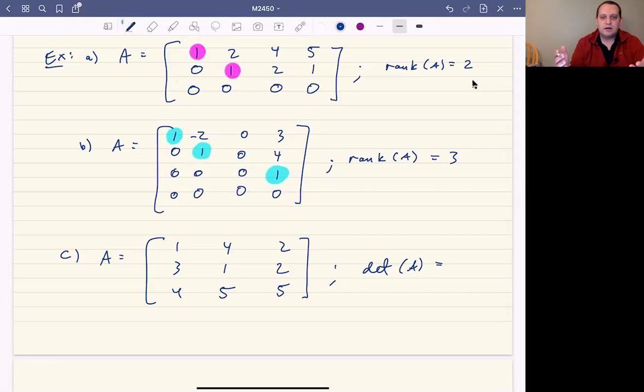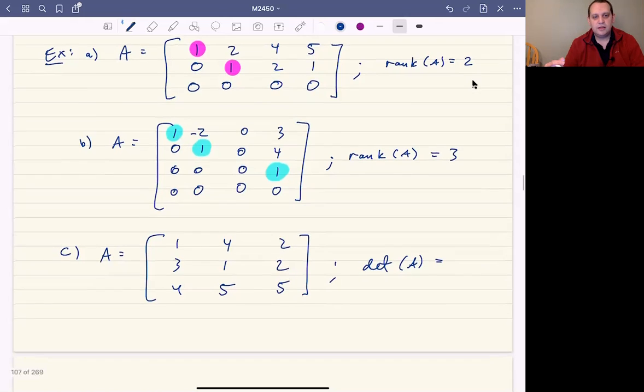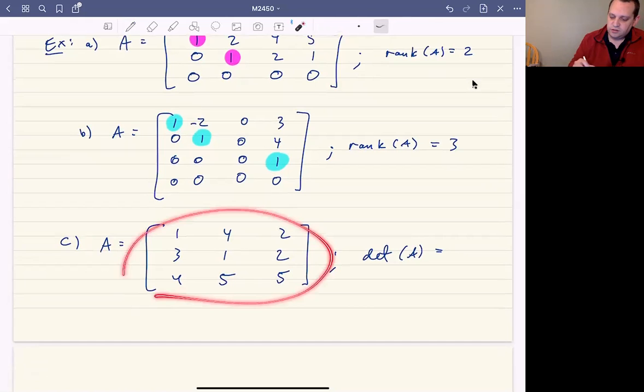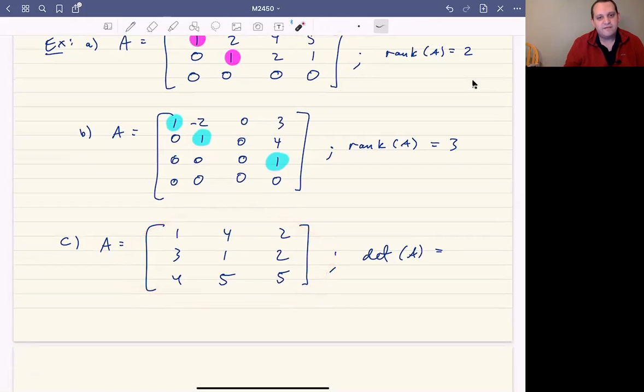And that's why this method works of just looking at the number of pivots, or the number of leading ones, of a matrix A. The final thing I want to say here in these examples is to look at this last matrix. We have this matrix 1, 4, 2, 3, 1, 2, 4, 5, 5. It turns out that the determinant of A is going to be minus 11. And the determinant actually tells us three things that will be useful for determining the rank.